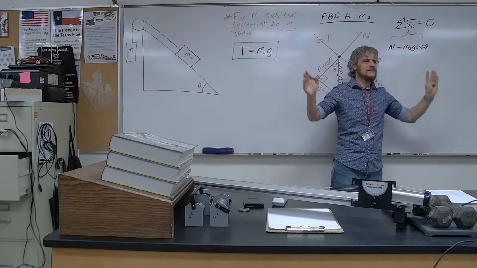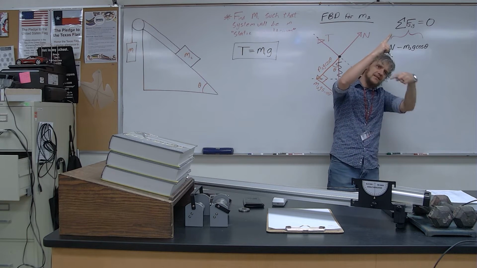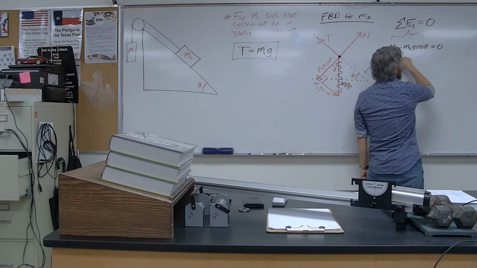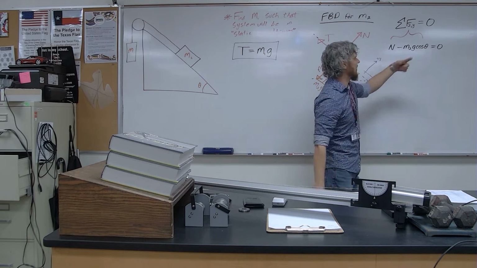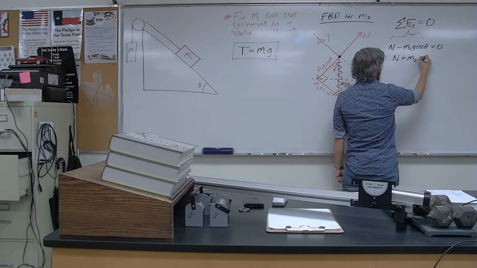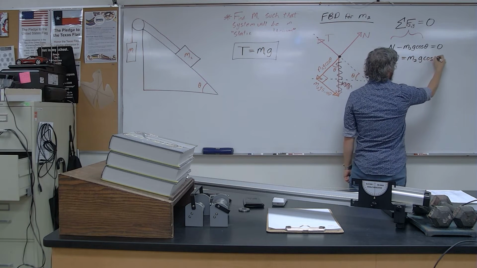That's just list them all. That's it. If they point this way, they're positive. If they point that way, they're negative. And the sum of those is 0. And I can add m2g cosine theta to both sides to get a nice little equation. The normal force equals m2g cosine theta.